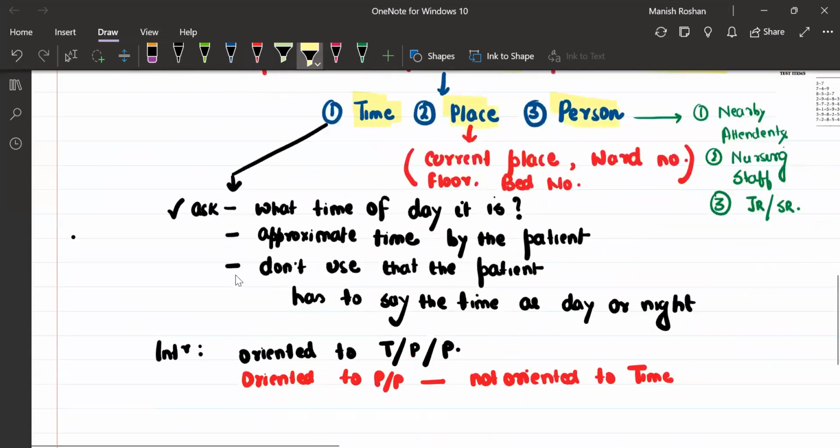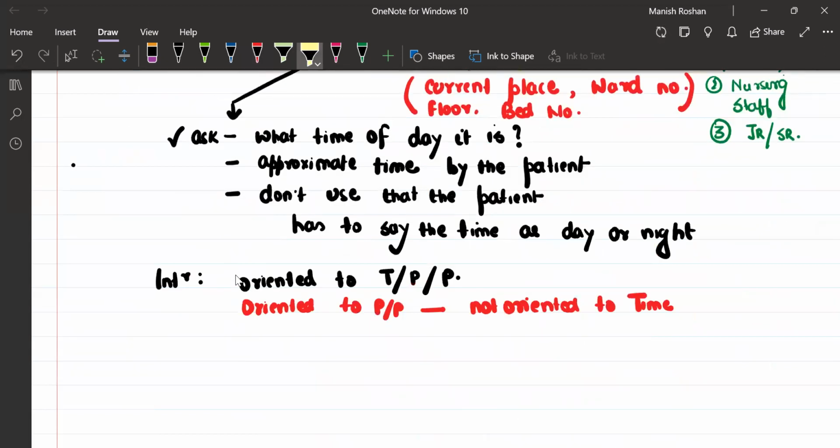When looking into the time, we can ask the patient what time of day it is. We can also ask if he or she can tell the approximate time. Don't give the patient a cue that it is day or night; let the patient answer by himself. If he or she is able to answer whether it is day or night, then you move forward and ask them to tell the approximate time.